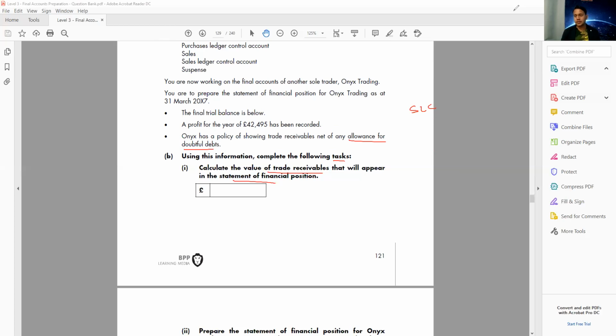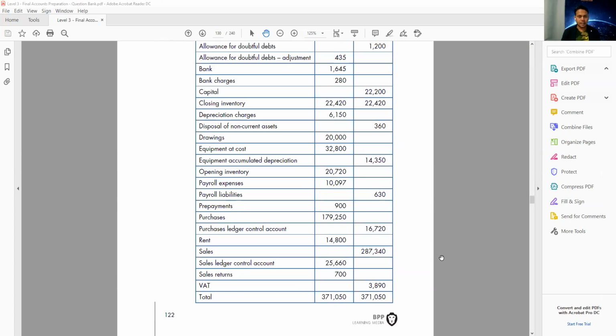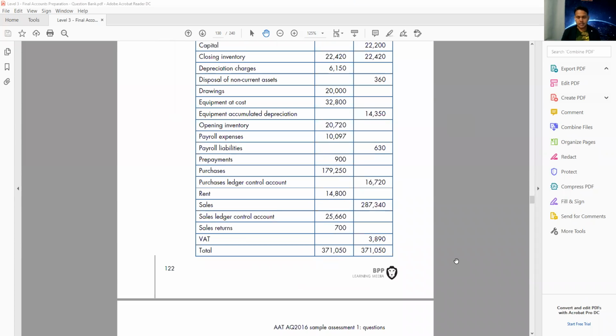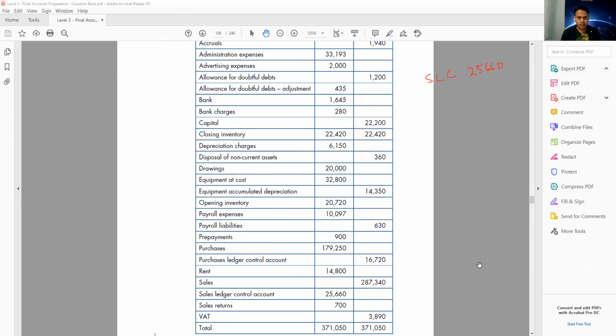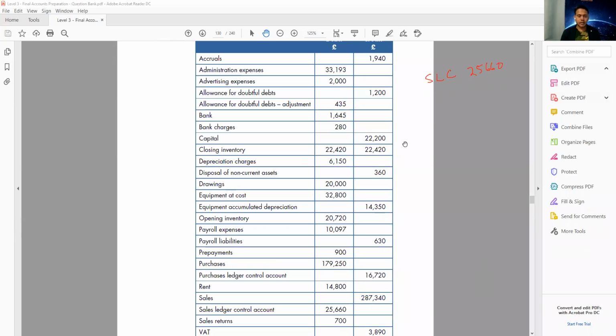So let's have a look. Let's look for that. How much is the sales ledger control? Look for the sales ledger control. This is my trial balance. So my sales ledger control, we can see here, 25,660. So sales ledger control, 25,660. And from here, all I need to do is take away the allowance for doubtful debt. So let's find out how much the allowance for doubtful debt is. Yes, you can see it is 1,200, allowance for doubtful debt, 1,200.